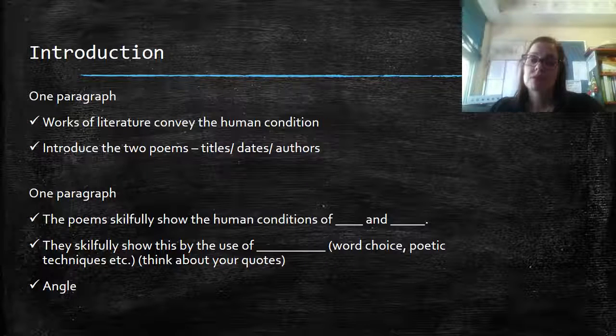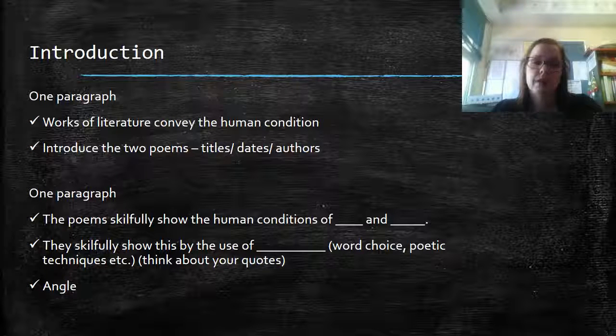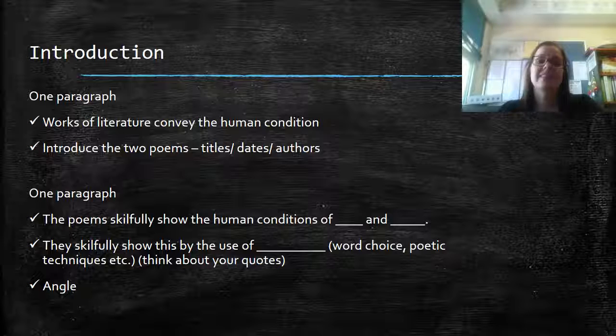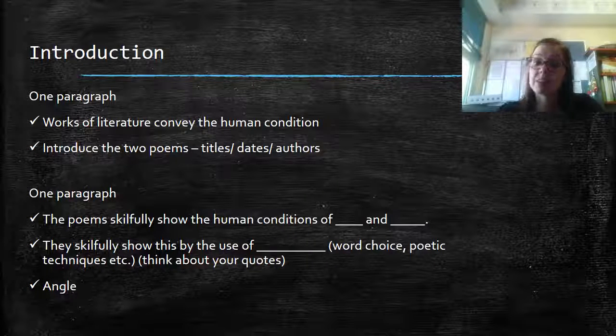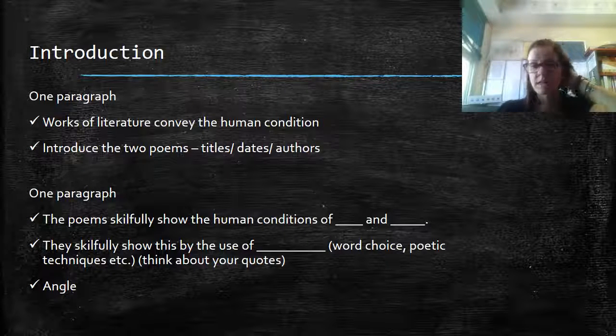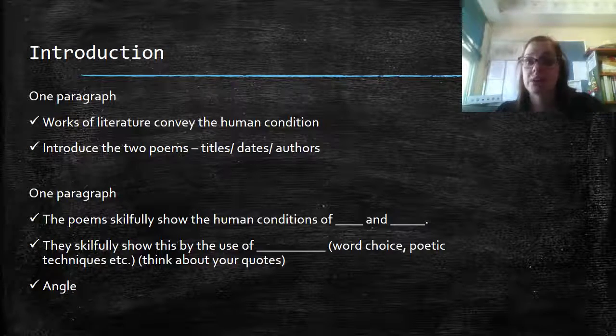As we said with the feature article genre, we have lots of short paragraphs, so you need to have an introduction. It's 2 paragraphs in this instance. So the first one is on works of literature and how they convey the human condition, and then the second we introduce the 2 poems, title, dates, and authors. The second poem elaborates on your human conditions and then how they are shown. So looking at your evidence and then your angle.